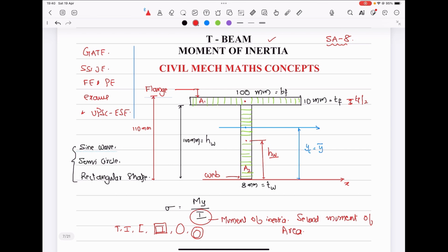Now, I will define the nomenclature one by one. Flange is the top portion of the beam, or flange can be either at the top or at the bottom. A T-beam can be in this fashion, an inverted T-beam, or like this. This portion is flange, this portion is flange and this portion is web. This is a straight T-beam, and this is an inverted T-beam.